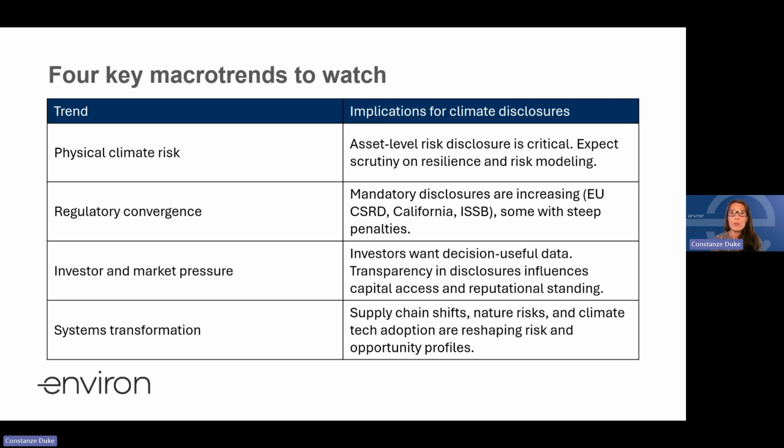risk and climate risk and what they mean for people and for organizational resilience. And of course, we have climate tech adoption. So all of these are reshaping how we view risks and opportunities, including over much longer time frames than we used to in the traditional enterprise planning.